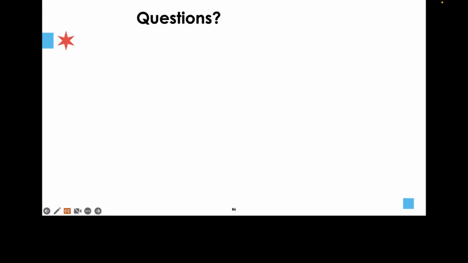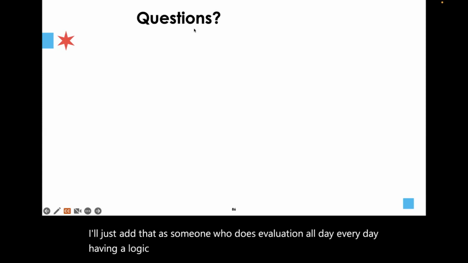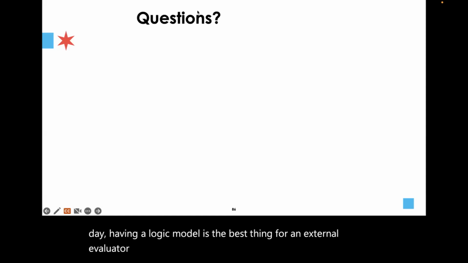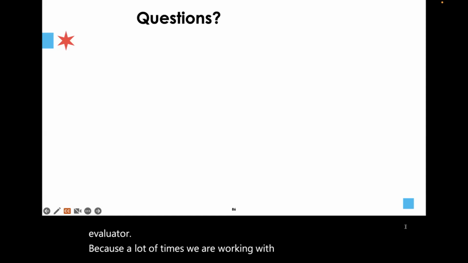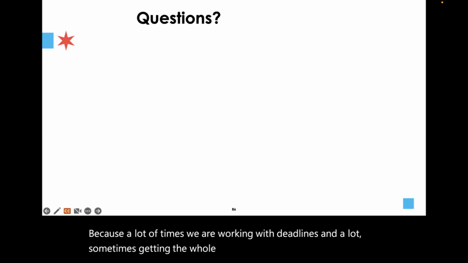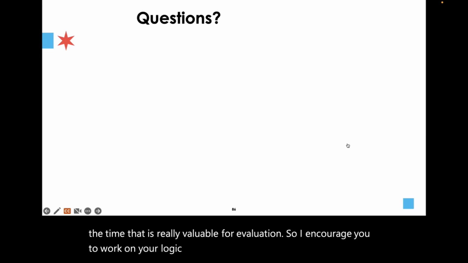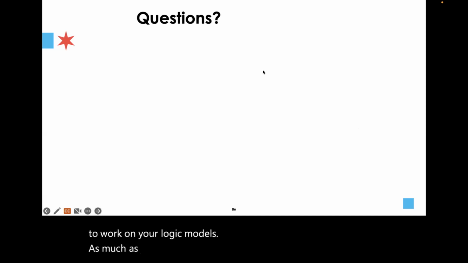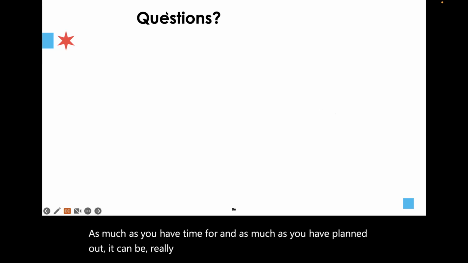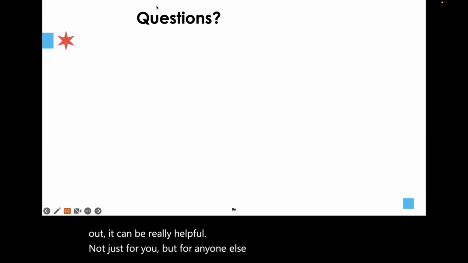Okay. Well, I'll just add that as someone who does evaluation all day, every day, having a logic model is the best thing for an external evaluator. Because a lot of the times we're working with deadlines and sometimes getting the whole contract thing can take up some of the time that is really valuable for evaluation. So I encourage you to work on your logic models as much as you have time for and as much as you have planned out. It can be really helpful, not just for you, but for anyone else who's going to come in and work with you.